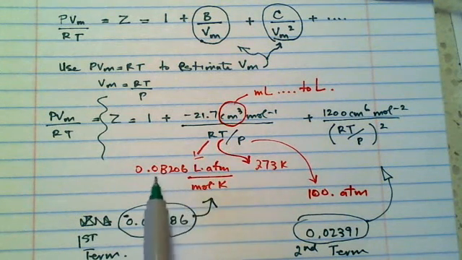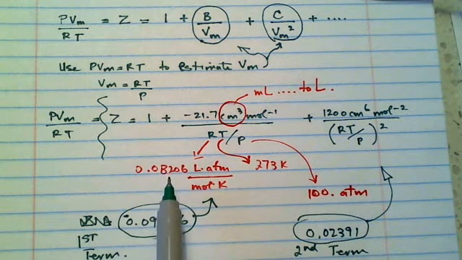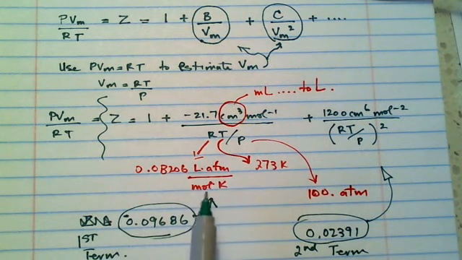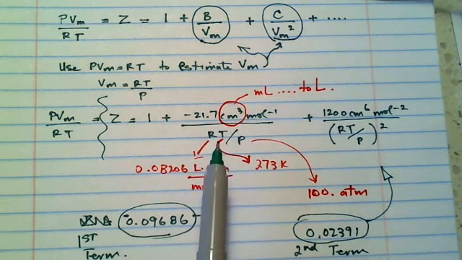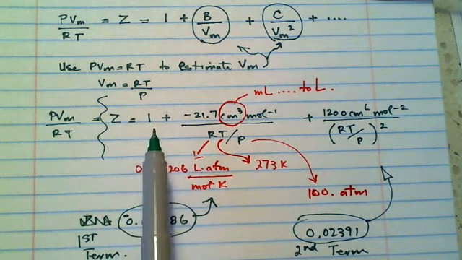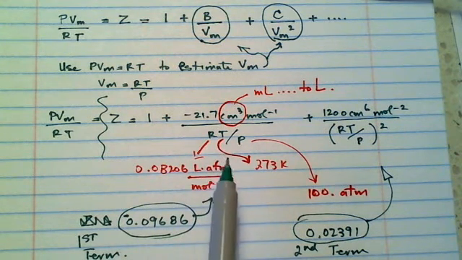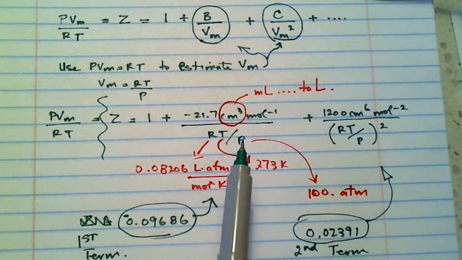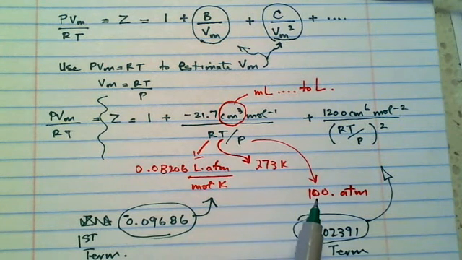The value for R is 0.08206 liter atmosphere per mole K, and that's really dictating to you what all the other units should be so that all the units in the second term are dissolved, and I can add it to the number 1. Temperature is given as 273 Kelvin. The pressure is given as 100 atmospheres.